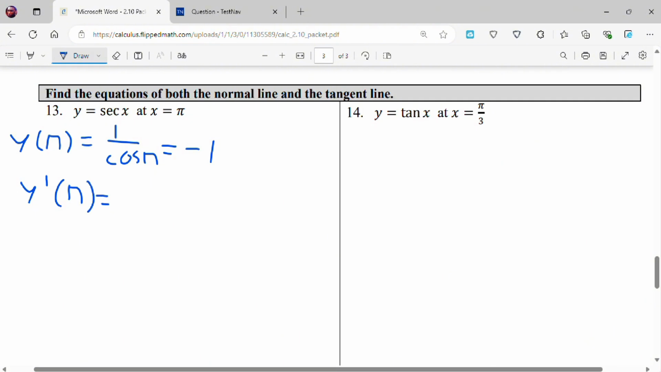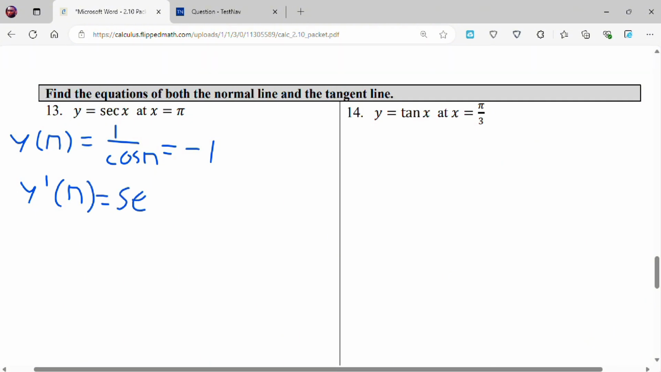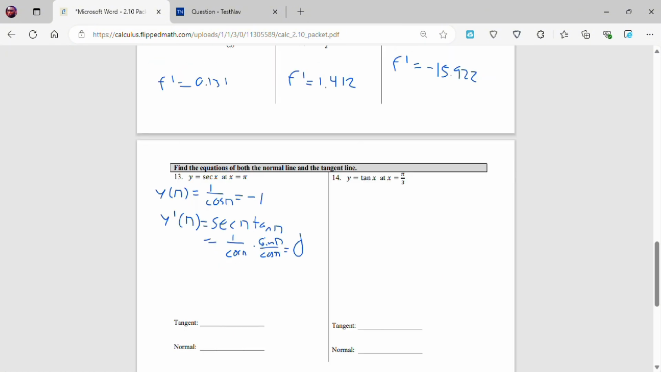So y prime of pi is going to be, so secant, right? Secant x tan x is our derivative, so secant pi tan pi is equal to 1 over cosine pi times sine pi over cosine pi. Sine pi is 0, so any 0 divided by anything is going to be 0.